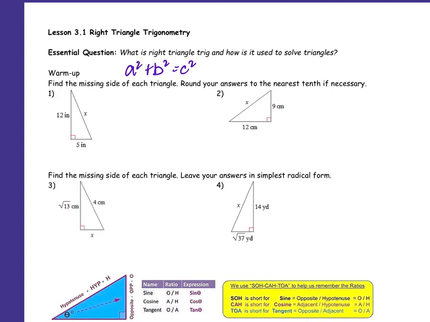So I've got x squared is going to equal 12 squared plus 5 squared, or x squared equals 144 plus 25. X squared is going to equal 169. I don't want x squared, I want x, so I'm going to square root it. And if I square root one side, I have to square root the other. And that gives me x equals 13 inches.